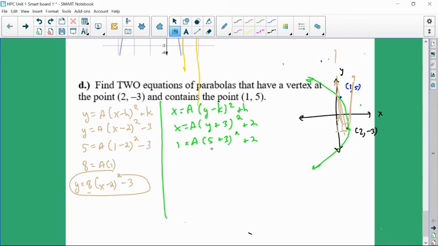Subtract the 2, so 1 minus 2 is -1, equals 5 plus 3 is 8, 8 squared is 64, so 64a. Divide out the 64, so I get -1/64 is equal to a. So very wide compared to our other parabola. And so then we complete it by saying x equals -1/64 times, where is it at? Oh, there it is, y plus 3 squared plus 2.